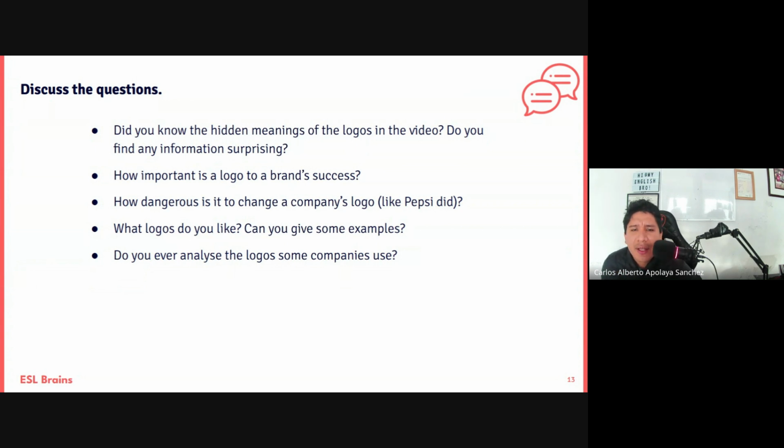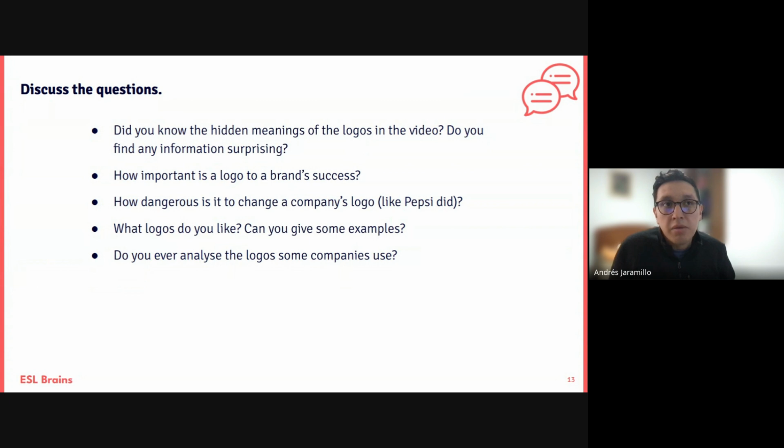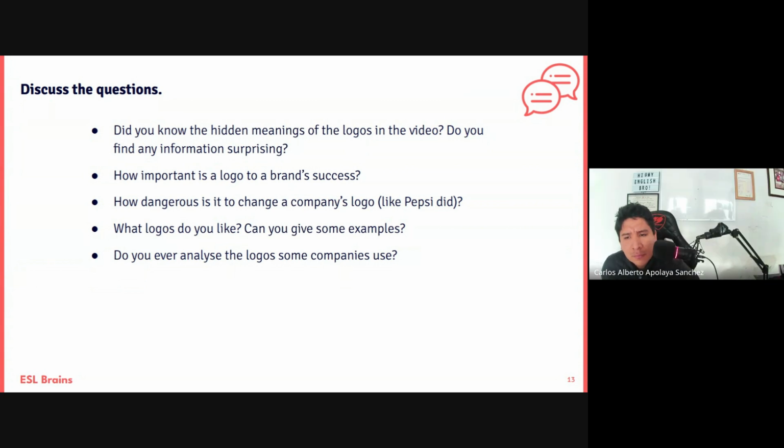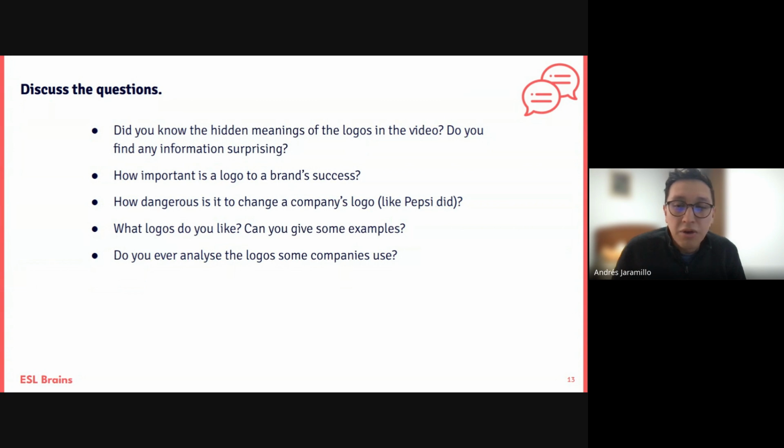So how dangerous is it to change a company's logo? I realize that sometimes Burger King, Pepsi, Coca-Cola or different brands change their logo, like every 5 or 10 years. Why do you think this happens? Is that dangerous? Well, if this change comes with very good research, the company makes decisions to change with this resource, and I say it is a good goal.